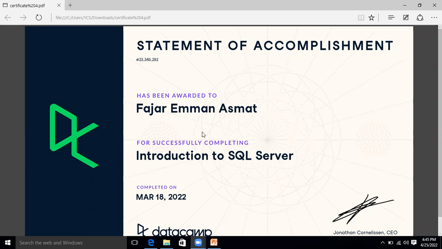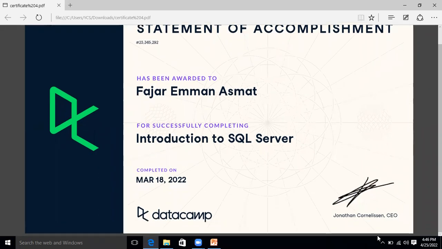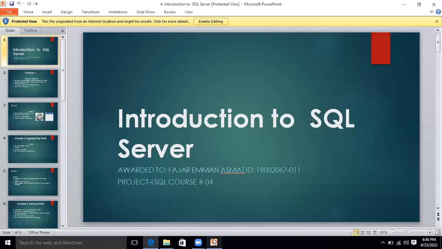And this is the certificate for completing the Introduction to SQL Server course. It was awarded to me on March 18, 2022. Now I will discuss what I have learned in this course.